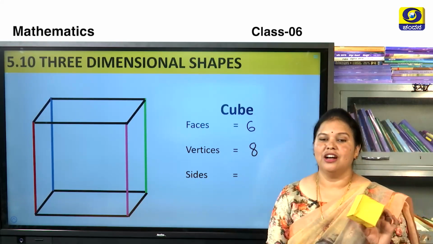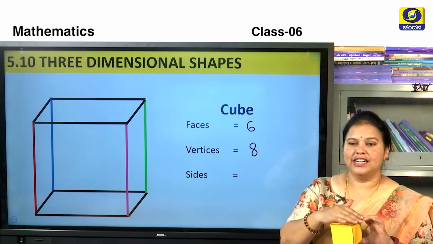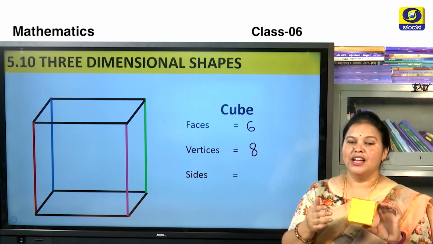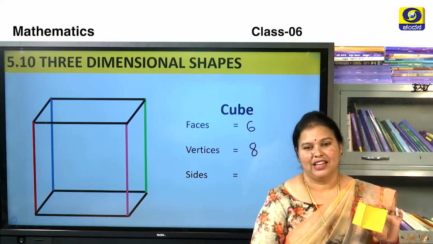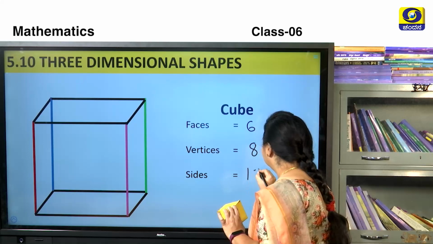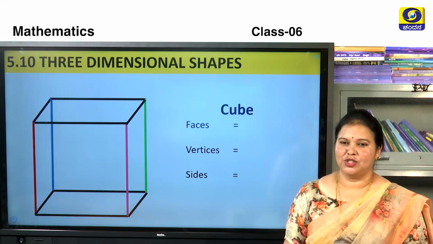And let's count how many sides are there in this cube. So 4 sides are there on the top and 4 sides are there on the bottom and 4 sides around, isn't it? So in total we have 12 sides. Is it clear, children? We'll see the next one.